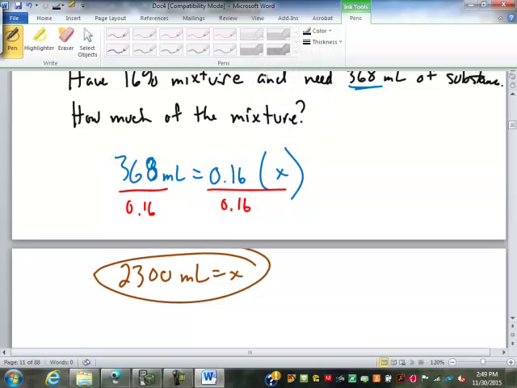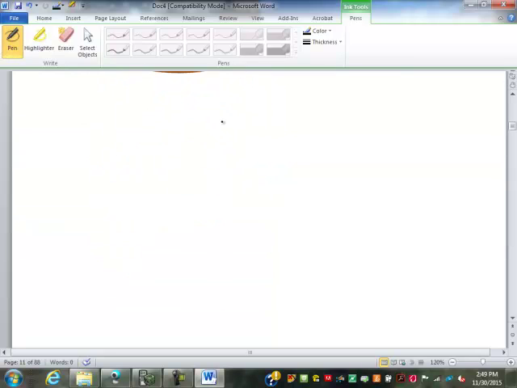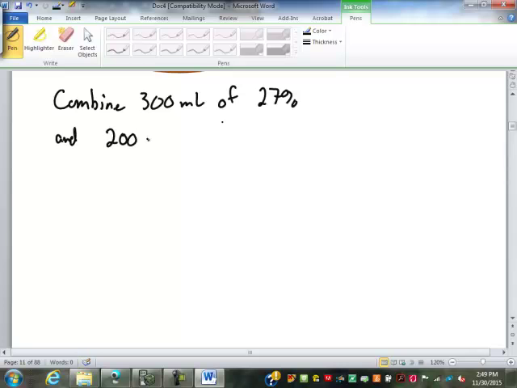What we're more concerned with is combining two of those mixtures. So let's say we are going to combine 300 milliliters of the 27% solution with 200 milliliters of 42% solution. Find the final concentration.